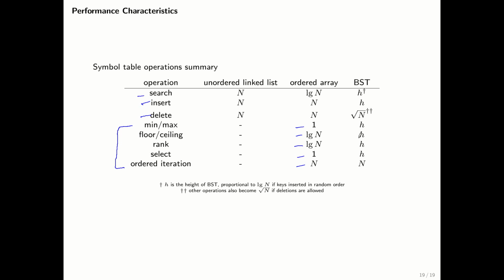What about a binary search tree implementation? Well, here again, min, max, floor, ceiling, rank, and select, they have running times that are proportional to the tree height, okay, which in the average case is log of n, and in the worst case is n. Okay? An ordered iteration here is linear as well. Okay. All right, so that completes this lecture on binary search trees.